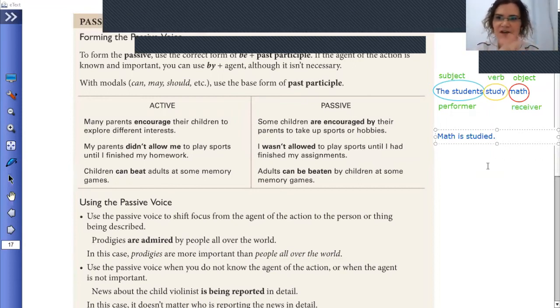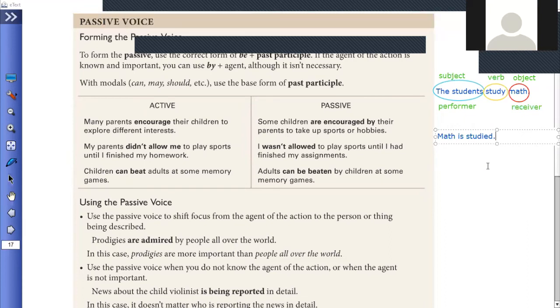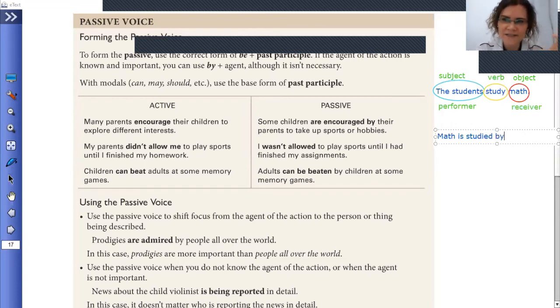Fine. But you don't have to necessarily use the by phrase. If you say, no, I want to put down who did it, then we use by, and then we say by the students, period, and then we're done. You see that? So this is basically how the sentence changes from the active to the passive.